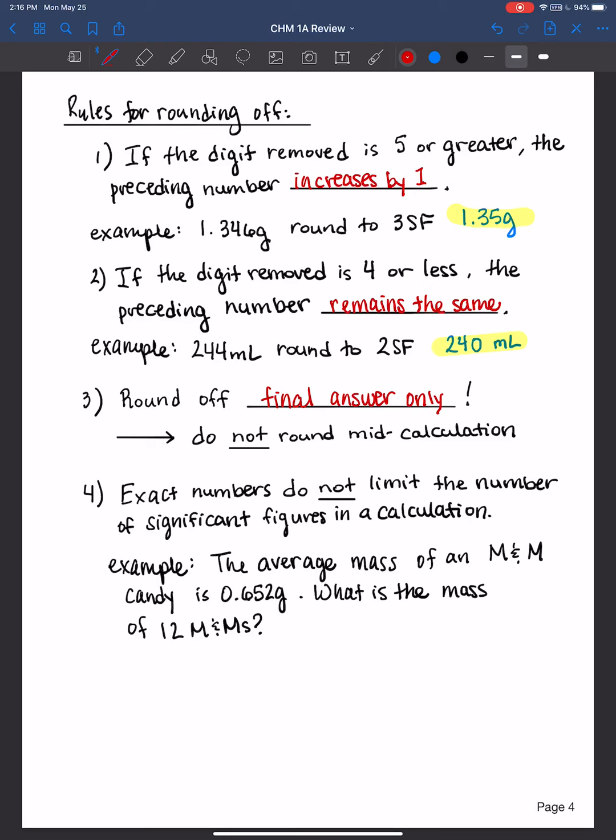So let's do a simple example here. The average mass of an M&M candy is 0.652 grams. What is the mass of 12 M&Ms? So let's write our given. So 1 M&M is equal to 0.652 grams, and it looks like we have 12 M&Ms. We need to find the mass, and we'll find it in grams, of 12 M&Ms.